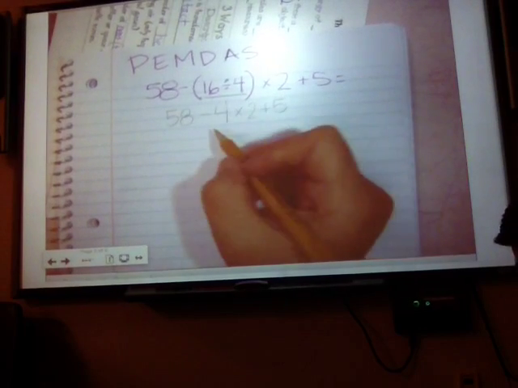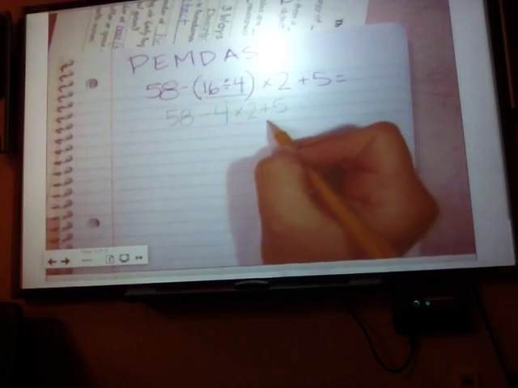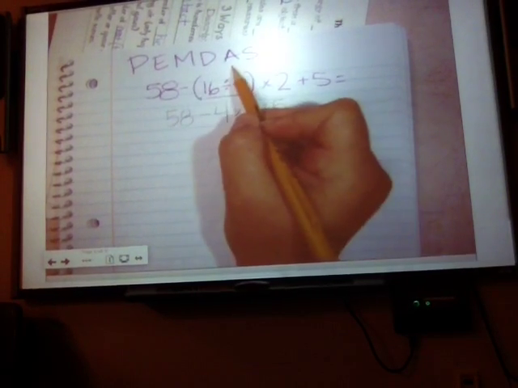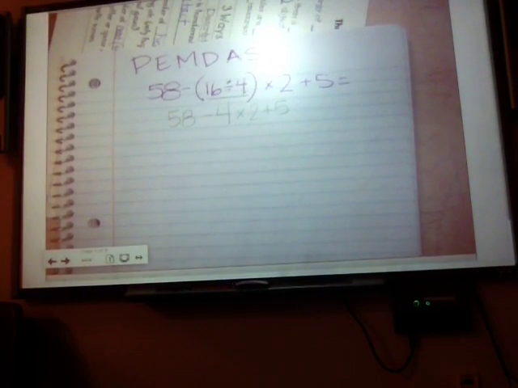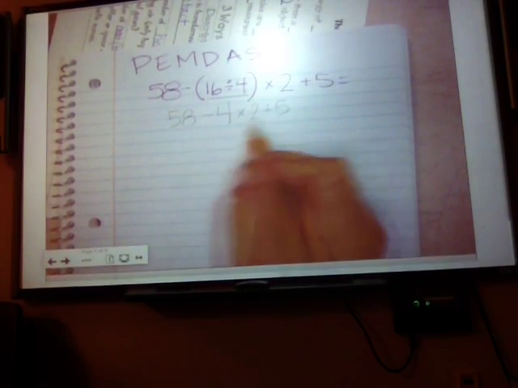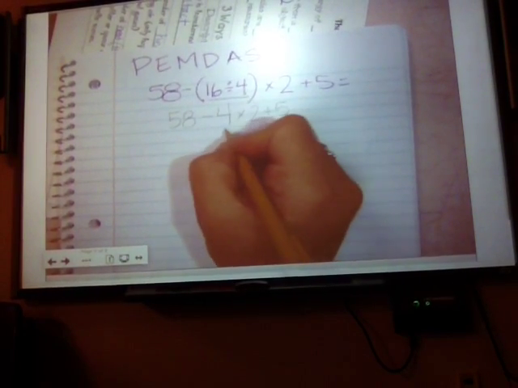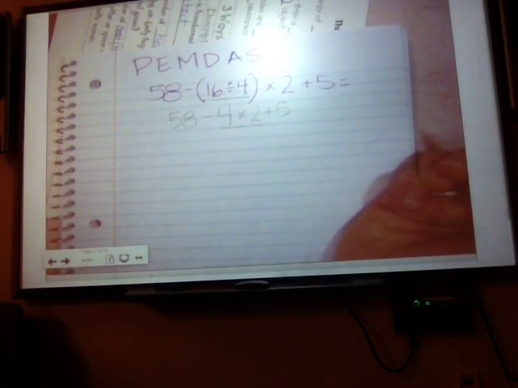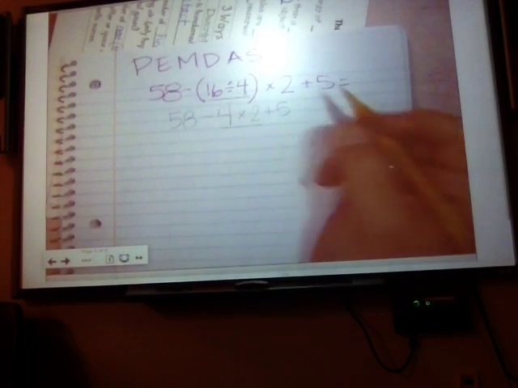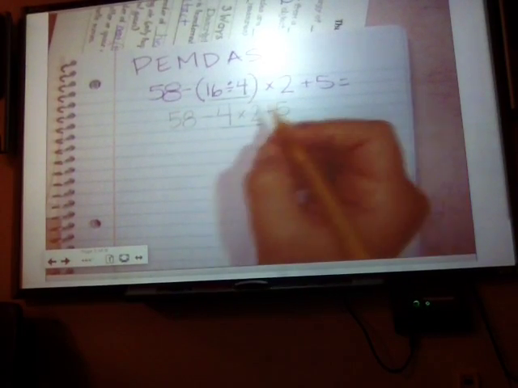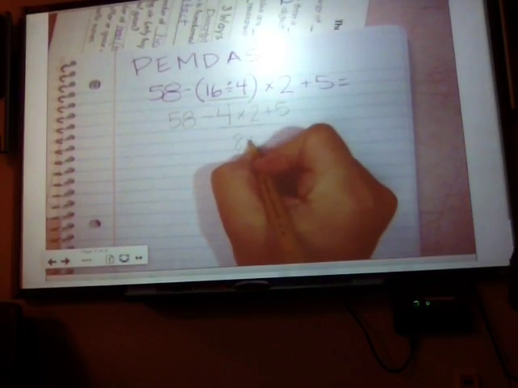Okay? Now, I've got a subtraction, a multiplication, and an addition. What is going to come first? My M, my A, or my S? Multiplication. I underline it so I can make myself realize what I am doing. So therefore, I am multiplying. What is 4 times 2, ladies and gentlemen? 8. I'm going to bring everything else down.